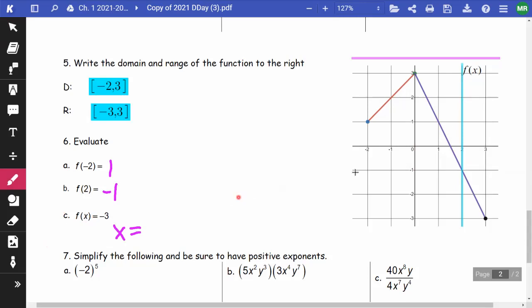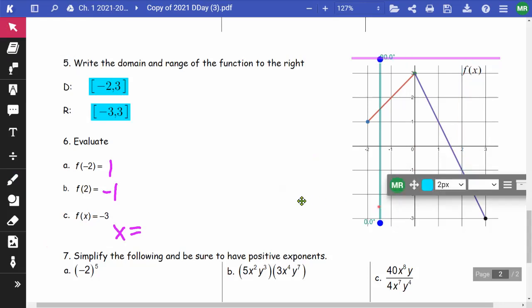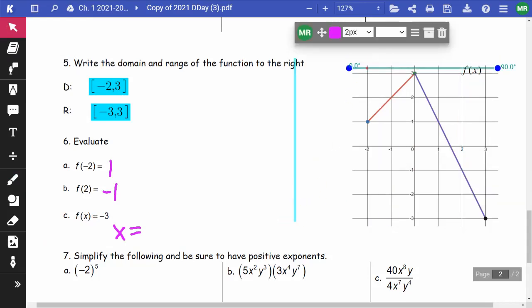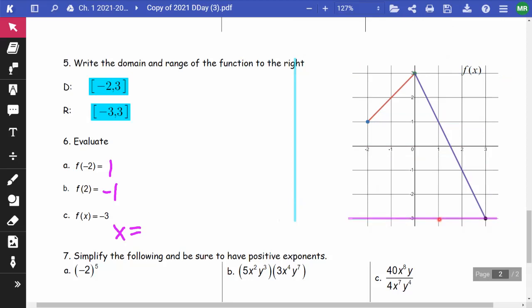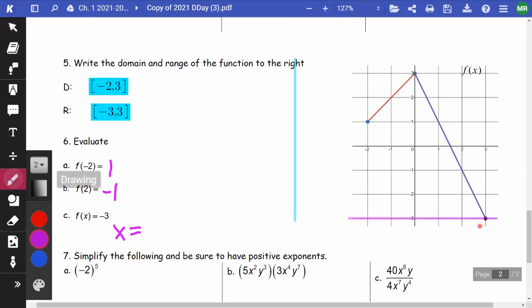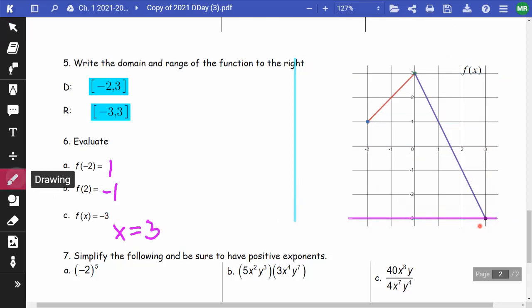I know my output is -3. So since I know my output is -3, let me just move this off. We're looking at this, and I want to see where my y is negative 3. Okay, so right here, this is where my y is negative 3. So what x value does that correspond with? 3. 3 comma negative 3. So when my input is 3, my output was negative 3. So we know the output is negative 3. We want the input. The input is 3. So my answer is x equals 3.